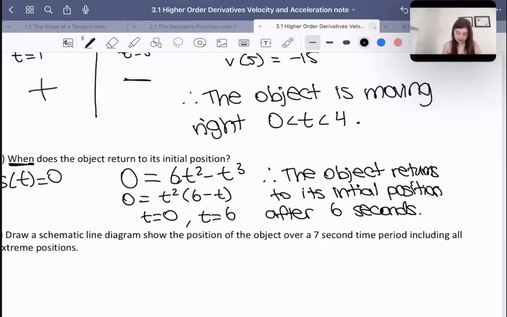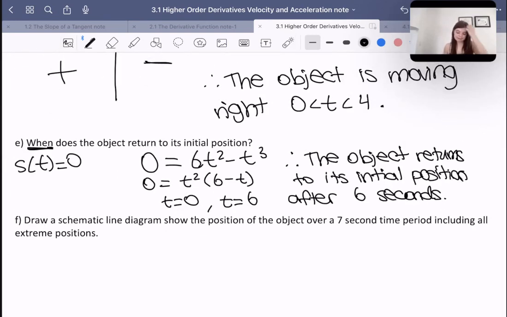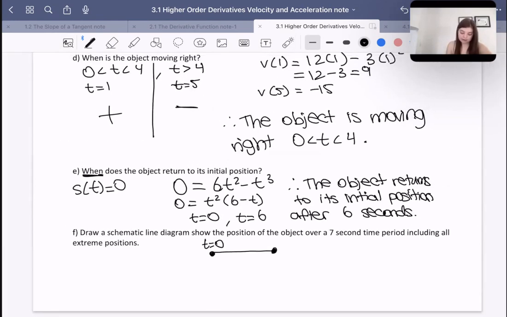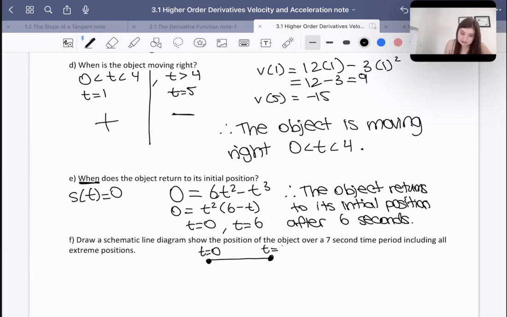All right, this last question says, draw a schematic line diagram. Show the position of the object over a 7-second period, including all extreme positions. So what happens to it first? Well, first we're at t equals 0 and our initial position. Then we are going to go from 0 to 4, right? We go right for 4 seconds here. So this is going to be t equals 4.